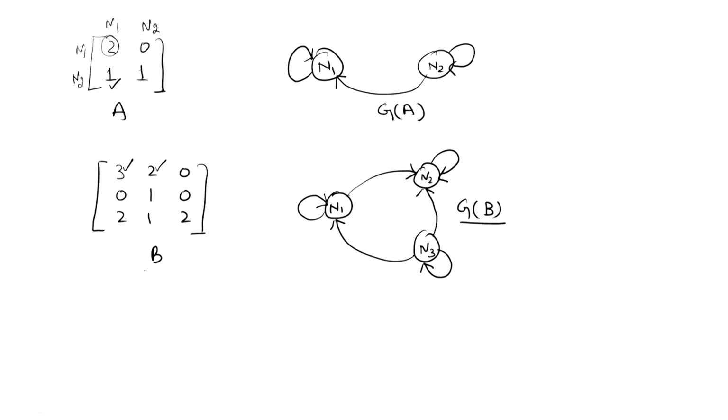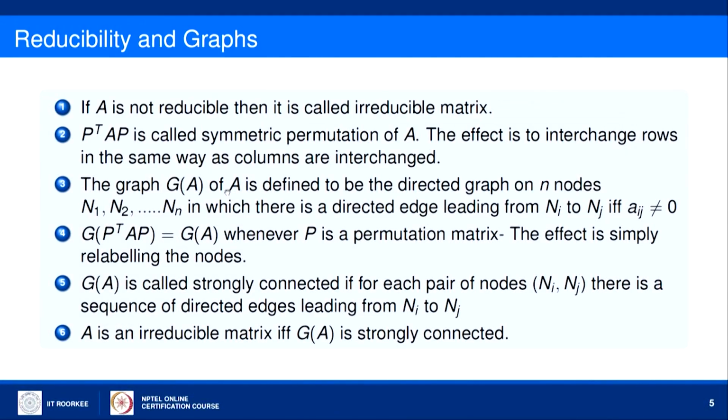So in this way we can define the graph of a given square matrix. Now, if GA is the graph of A, then G of P transpose AP equals GA whenever P is a permutation matrix. The effect is simply relabeling the nodes.